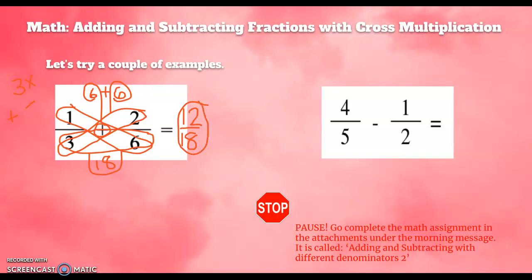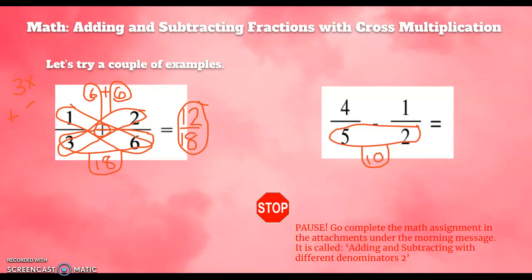Let's go ahead and see how this works with subtraction. So we're going to go through those same steps. We're still going to do 3 multiplication questions, and then we will subtract. So first off, I need that new common denominator. So I'm going to take these 2 bottom denominators and multiply those together. I have 5 multiplied by 2, and that gives me a product of 10.